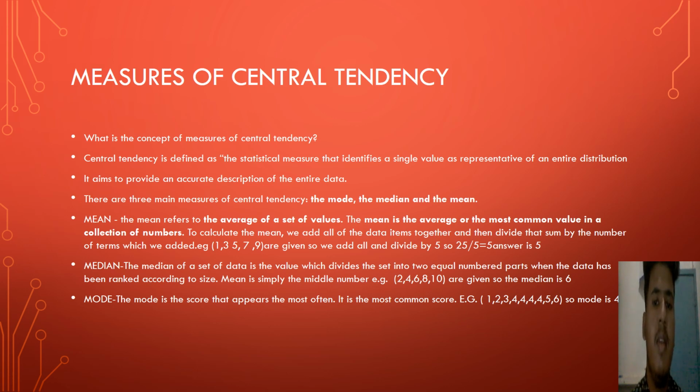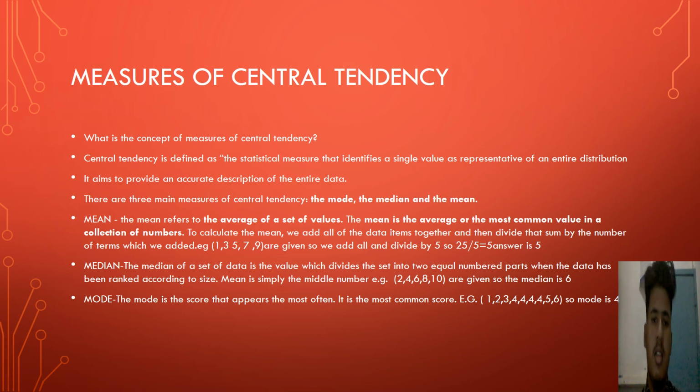Now we look at the measures of central tendency. What is the concept of measure of central tendency? Central tendency is defined as the statistical measure that identifies a single value as representative of an entire distribution. Its aim is to provide an accurate description of the entire data. There are three main measures of central tendency, which are the mode, the median, and the mean.